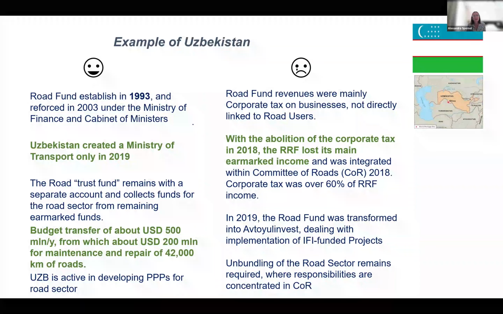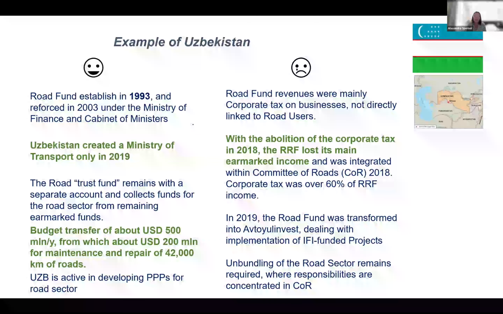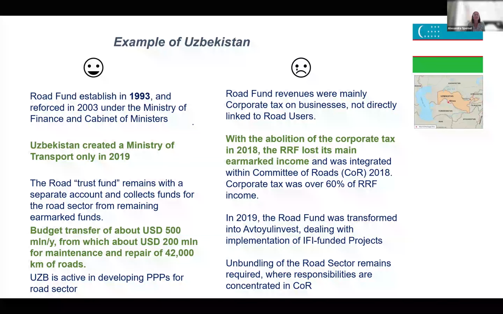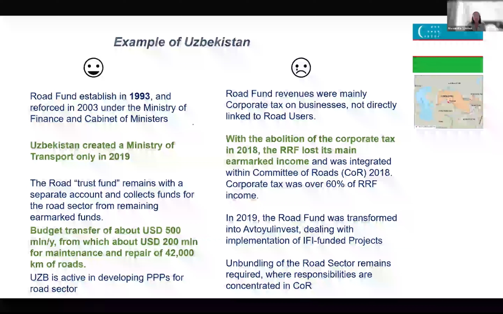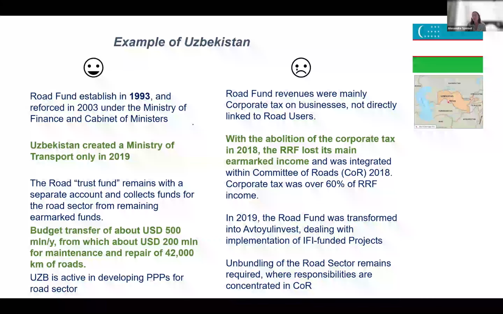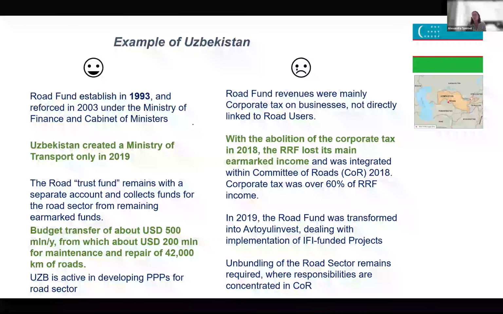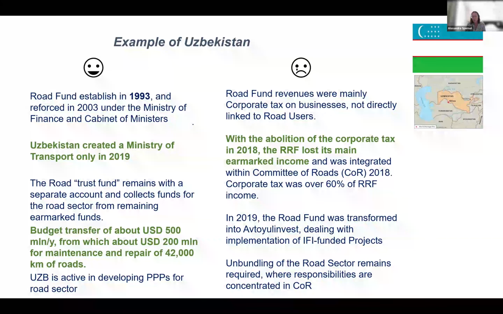For Uzbekistan, for me, it's an example which comes and goes. They had a road fund in 1993, which is basically right after independence. And this was strengthened in 2003 and was sitting under the Ministry of Finance. And so it was really independent from the road institutions. Interestingly, the income to the road fund was not based on fuel. It was based on the corporate tax on businesses. So it's not directly linked to road users.